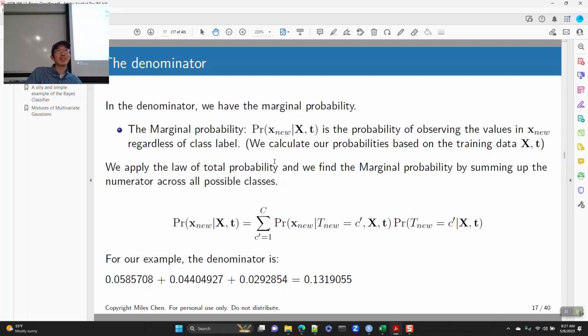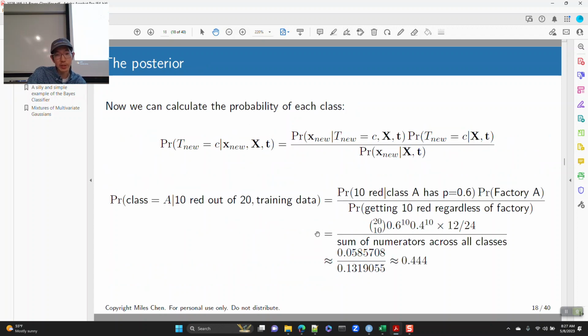We find the combined probability, but we do it for all of the different possible classes. What is it for class A? What's it for class B, class C? We add them up, and then we divide each number. So for class A, our numerator was 0.0585. We divide by that sum, 0.1319, and we get right around 0.444. So around 4/9.